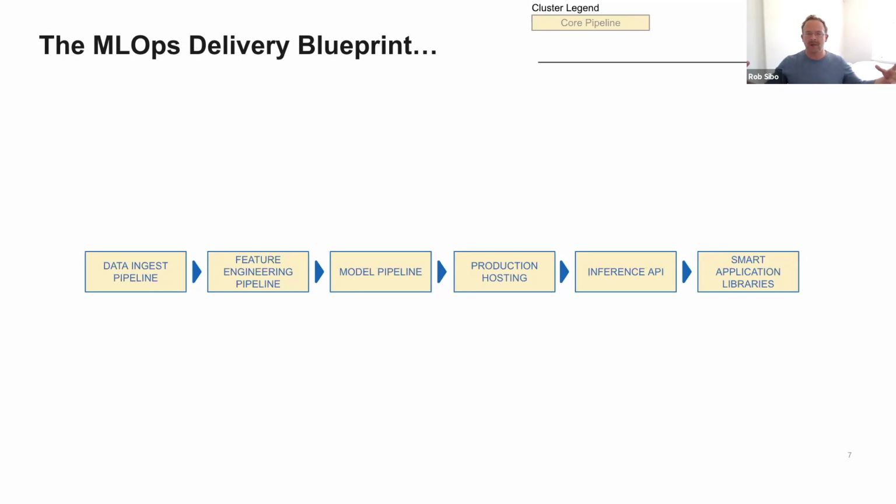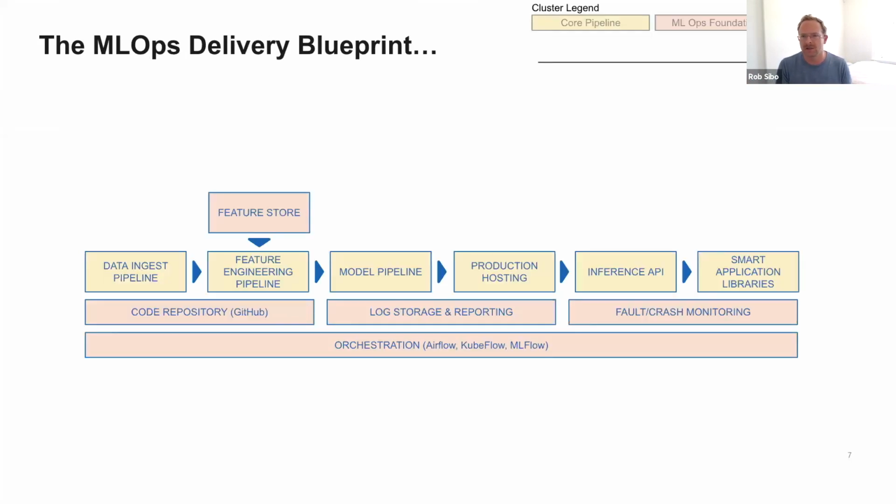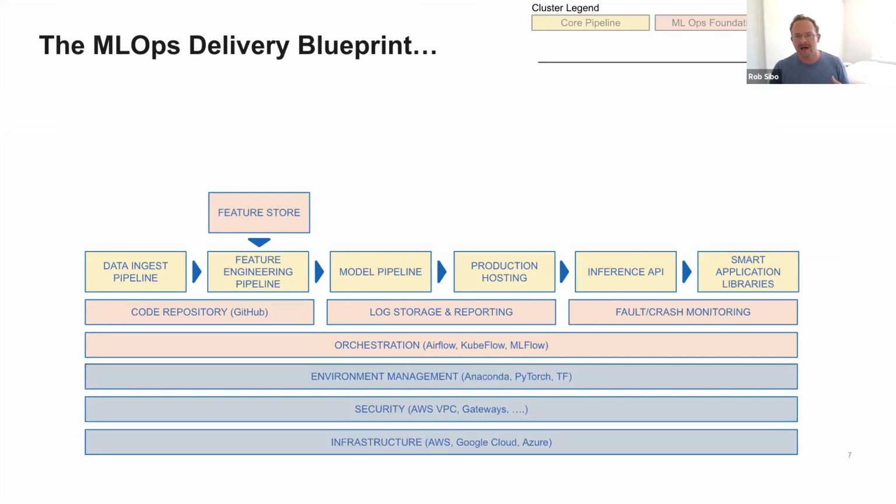So we take our core pipeline, and I usually start there, and we talk about that with our life cycle. Then the question is, how do I start to overlay certain features that help me build out this ML ops foundation? Code repository, log storage, reporting, fault and crash monitoring, and of course, orchestration, whether it's MLflow, Kubeflow, or Airflow. Then we start looking at how to either acquire tools or build capability around environment management. You might have Anaconda on your laptop, but how do I manage all those different versions and libraries and coding languages up on the cloud? How do I make sure I've got the security in place and a scalable inference and training infrastructure?